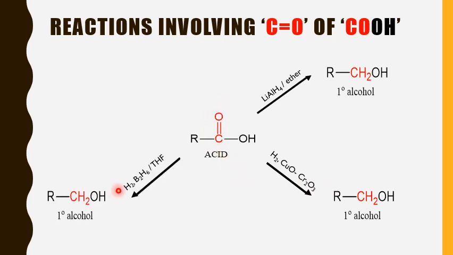And another such reducing agent is hydrogen with diborane. Diborane, you must have heard it in inorganic chemistry also. So this also is used as a reducing agent where it reduces only the carbonyl part, hence giving a primary alcohol.